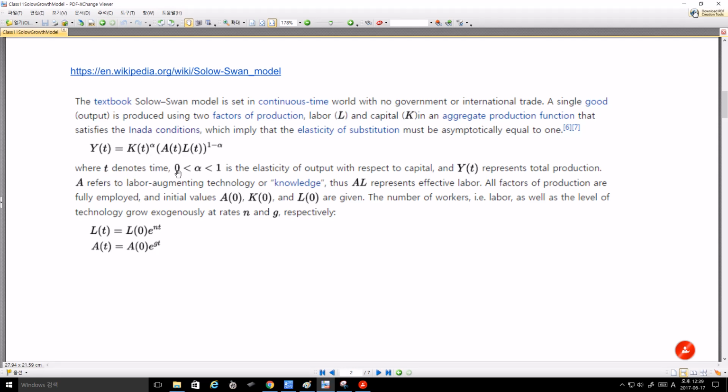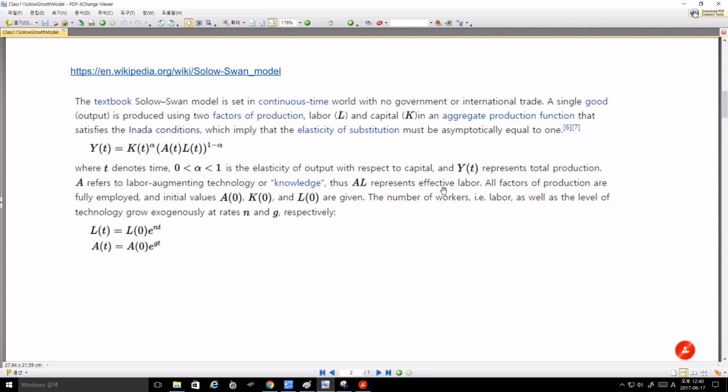T denotes time, and alpha is between 0 and 1. Alpha is the elasticity of output with respect to capital. You can ignore it for the time being. Y represents total production, and A refers to labor-augmenting technology, or knowledge. Therefore, A multiplied by L, AL, represents effective labor.